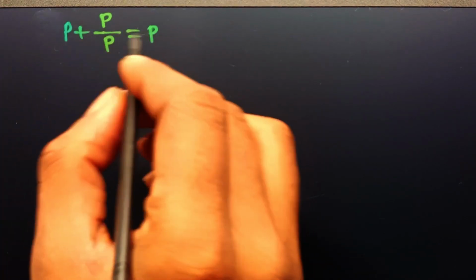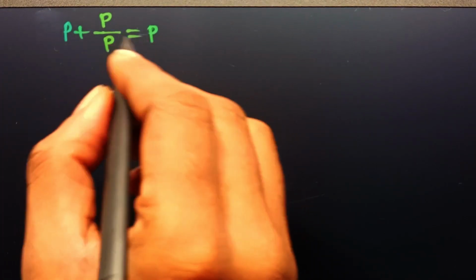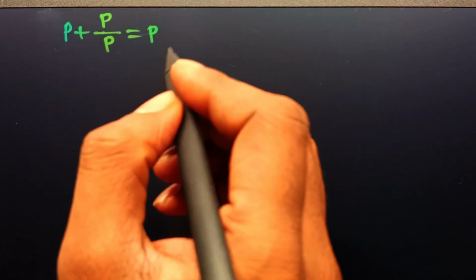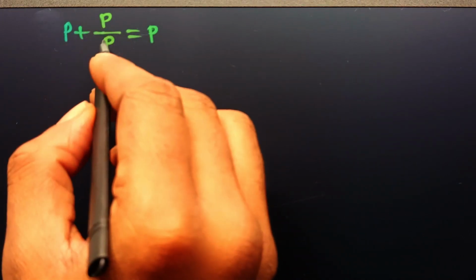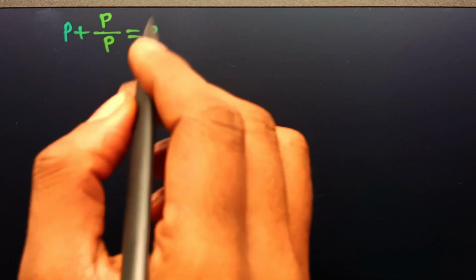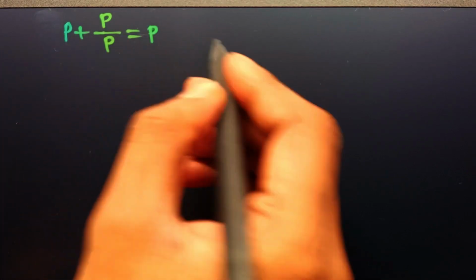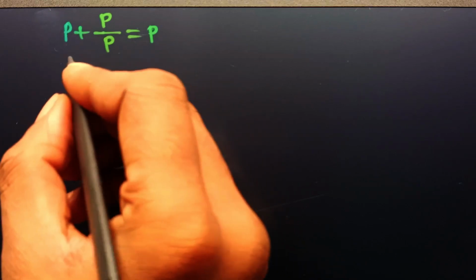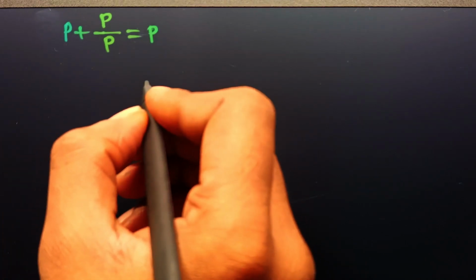So today we are going to tackle a really fascinating looking equation that involves the variable p. Specifically, p plus p divided by p is equal to p. And while this might seem like elementary school math at first glance, I promise you there is a hidden trap here that trips up even the smartest students.